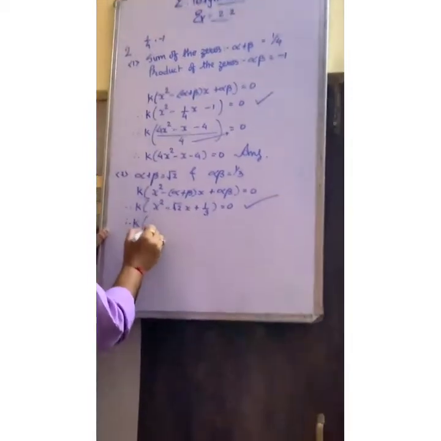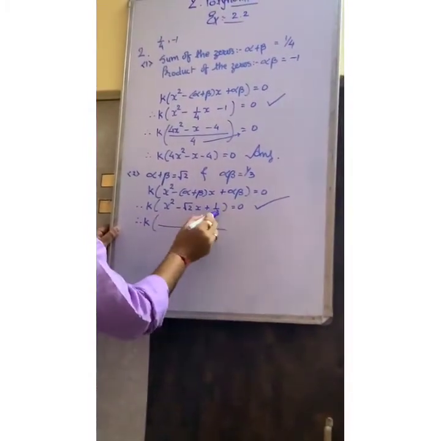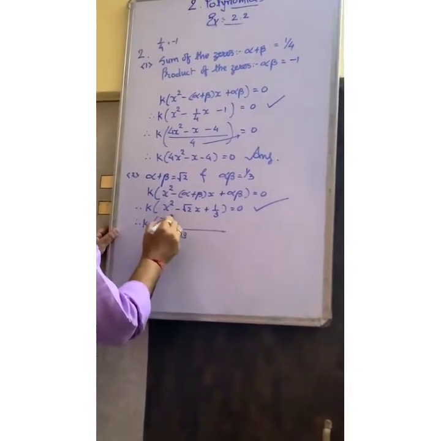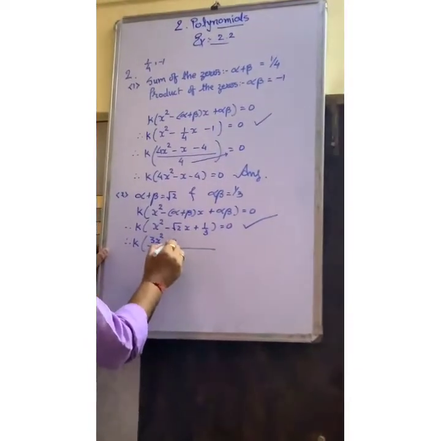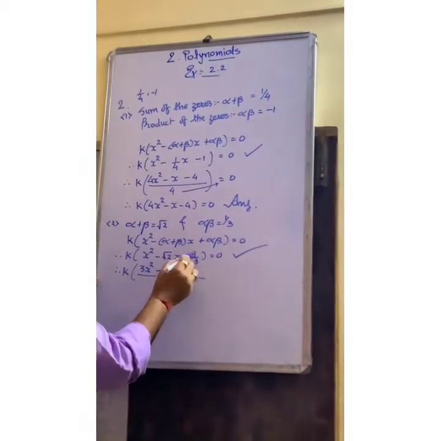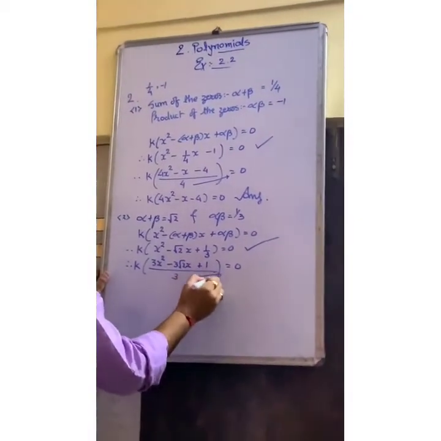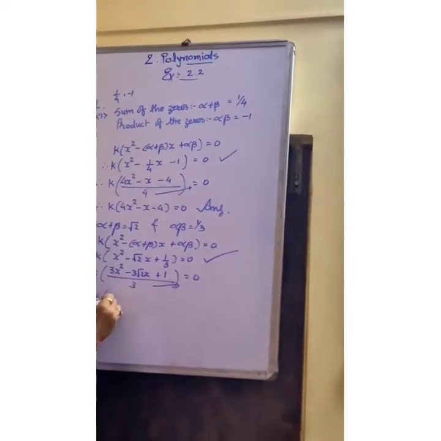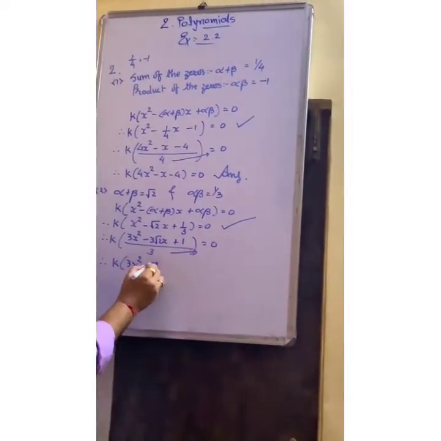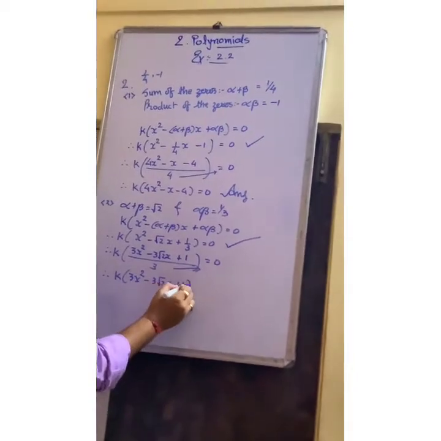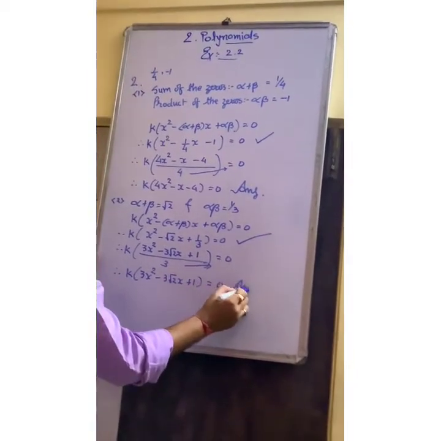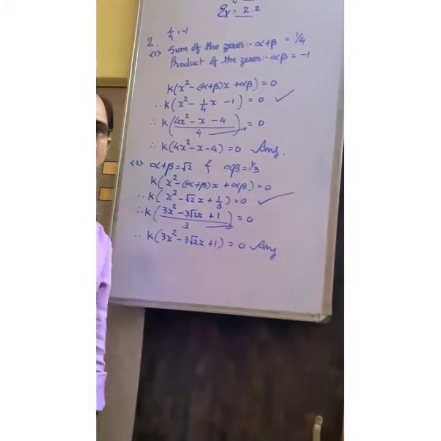If you simplify it, take 3 LCM, multiplied here, 3x square minus 3 also multiplied here, 3 root 2x. Here no need to multiply because 3 is in the denominator. Take 3 other side, so k 3x square minus 3 root 2x plus 1 equal to 0. This is your final answer. Very simple.